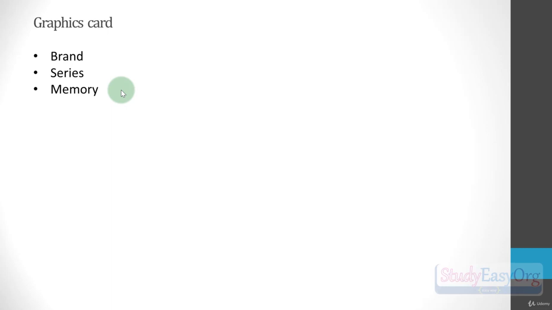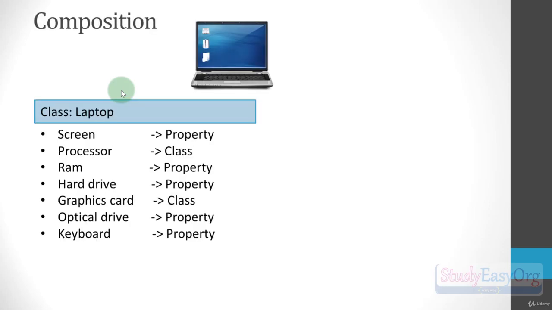Now when it comes to implementing all of these components programmatically, we must do some things. We would be creating a class by the name of the object, and inside this class we will have a few properties. These properties would be like screen, which would be a simple property using a primitive data type. Likewise, processor would be a class, so we would be making use of a custom data type, which is nothing but the class. Likewise, in place of RAM, hard drive, optical drive and keyboard, we would be making use of simple variables, but in place of graphic card, again we would be making use of a class.